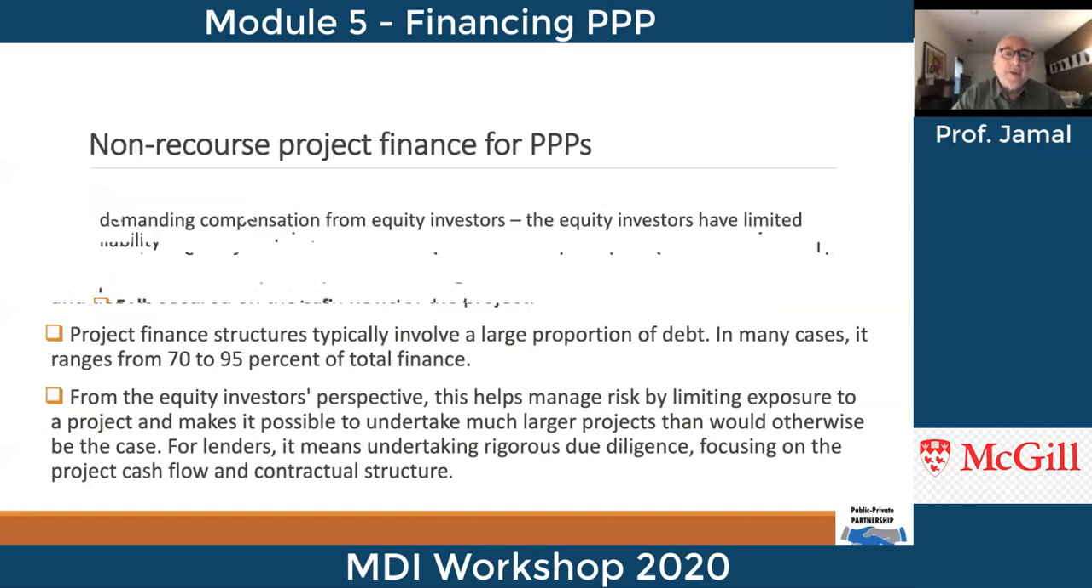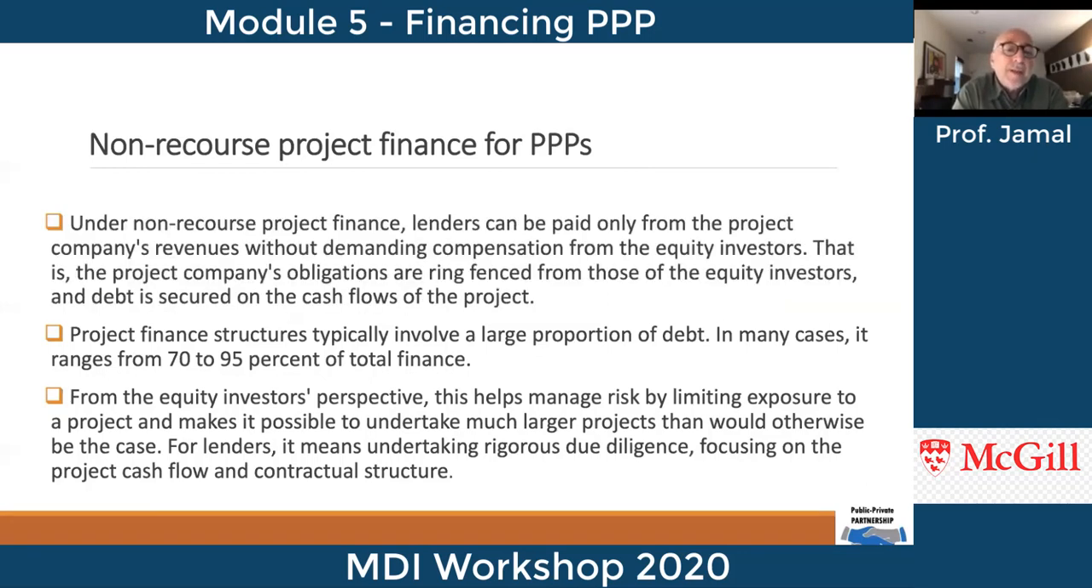So non-recourse project finance for PPP, and we've seen a lot of them around the world: lenders can be paid only from the project company revenue. That is the project company that is supposed to create the cash flow. And the project finance structure here typically involves a large proportion of debt, and in many cases it ranges from 70 to 90%, 95% of total finance, as I explained earlier.